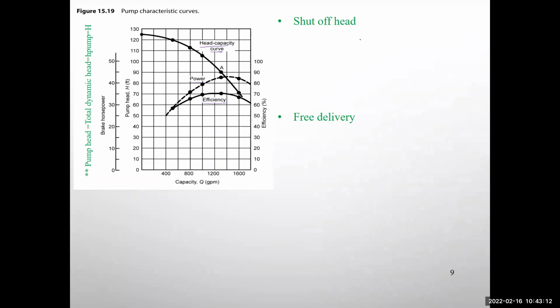Now, the shut-off head is the head at which the discharge is 0. That is the shut-off head. At some head, the discharge will be 0, if you look at this curve. So the head at which the discharge is 0 is called the shut-off head.